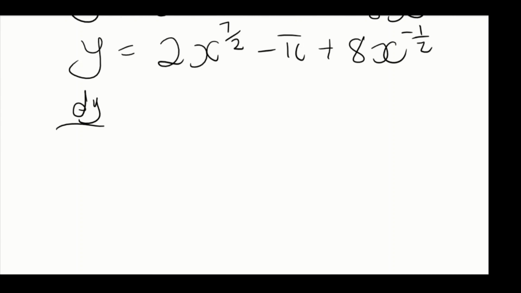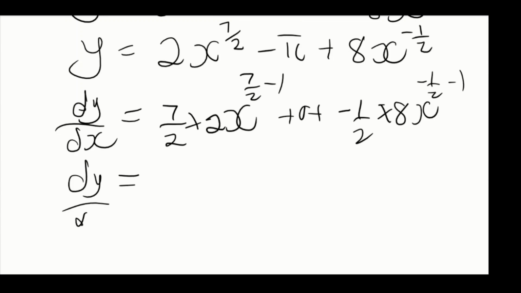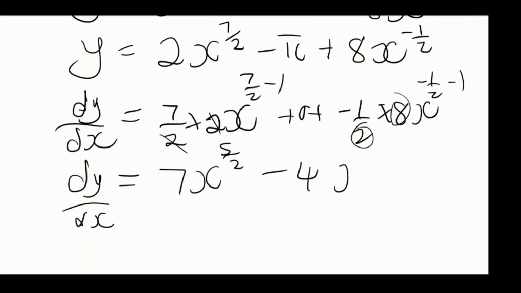So dy/dx is equal to, we drop the 7 over 2 multiplied by 2, x to the power of 7 over 2 minus 1, and the derivative of pi is 0, so plus 0, plus we drop the minus 1 over 2 times 8x to the power of minus 1 over 2 minus 1. Therefore dy/dx, this 2 goes away, is 7x to the power of 5 over 2 minus 8 divided by 2, which is minus 4x to the power of minus 3 over 2.